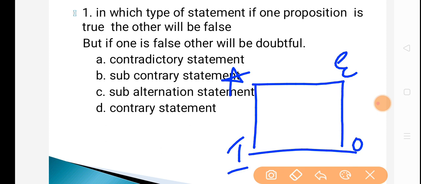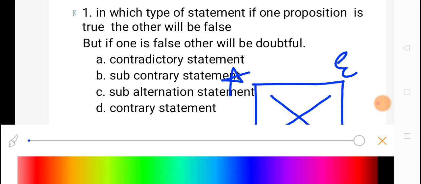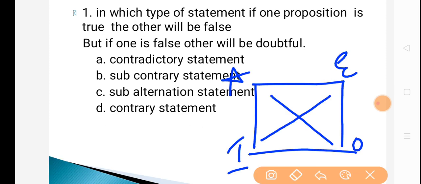So I'll check the first statement, that is the contradictory relation. In the contradictory relation, if one is true, the other will be false, and if one is false, the other will be true, and if one is undetermined, the other will be undetermined. So you can see that this is not from the contradictory statement.